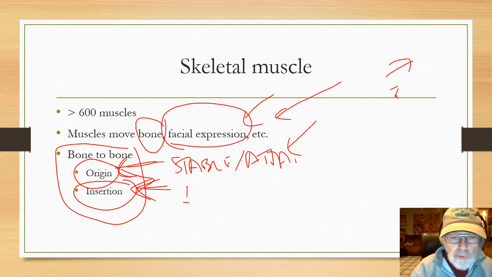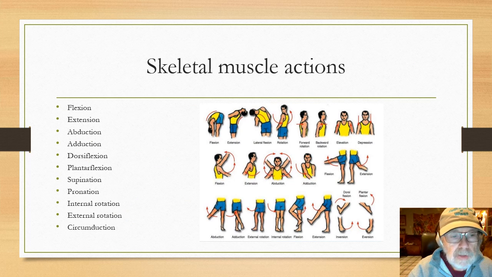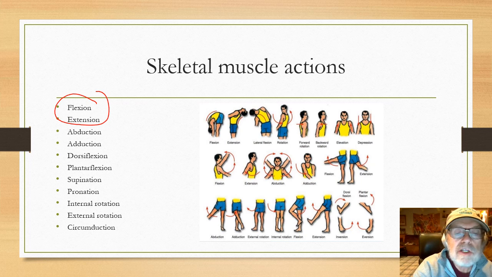So this is the muscle that's stable. Usually the insertion goes to the bone that moves. Now there's a number of skeletal muscle actions, and these are words you should know. First two are paired, flexion, extension. Up here you see flexion and extension right here.